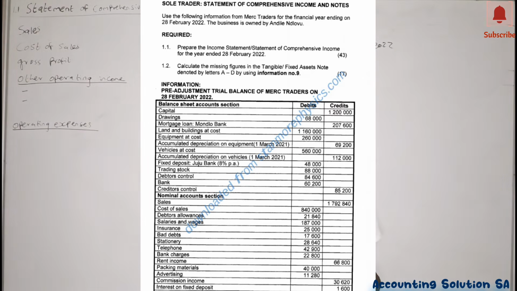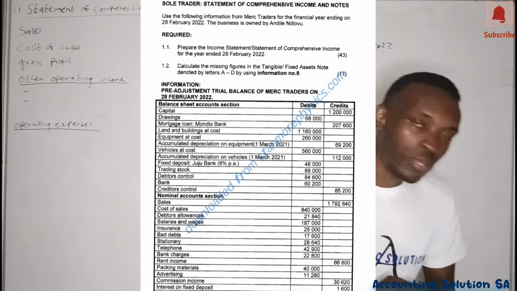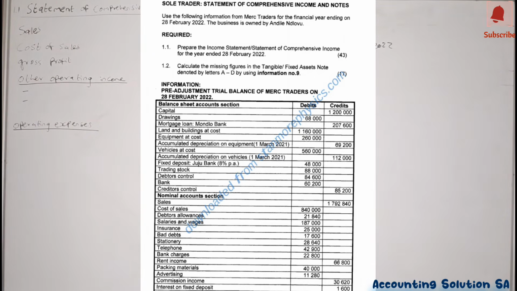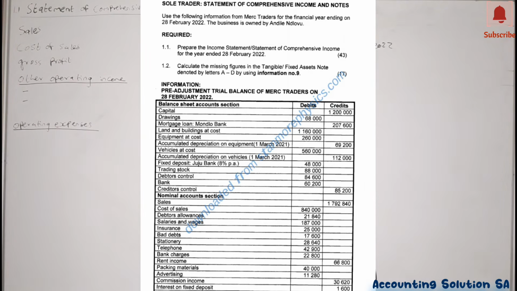So guys, when we prepare the income statement, you have to make sure that you use your nominal account section. But it doesn't mean that we don't have any amount under the balance sheet section that is going to affect the income statement. We're going to have them, but I'm going to explain later which ones are going to form part of the income statement.